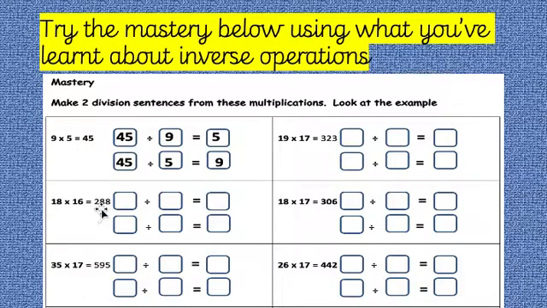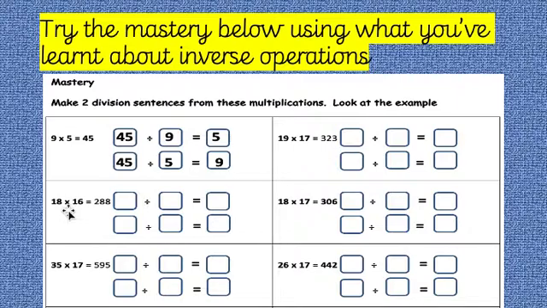So our answer down here, we're going to move 288 to this box and this box. Here we're going to do 595 to this box and this box. Here we're going to put 323 in that box and that box. Here we're going to put 306 in that box and that box. And here we're going to put 442 in this box and this box.